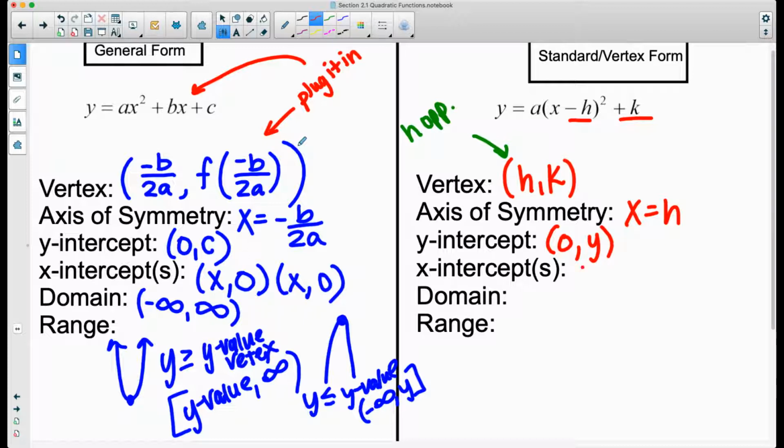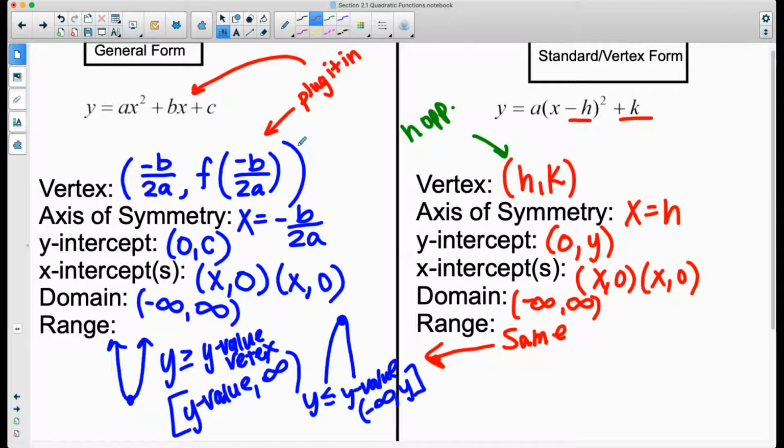X-intercepts are still the same. You'll have to solve for those. Domain is still the same and range is still the same. Okay. So that would have been another day.